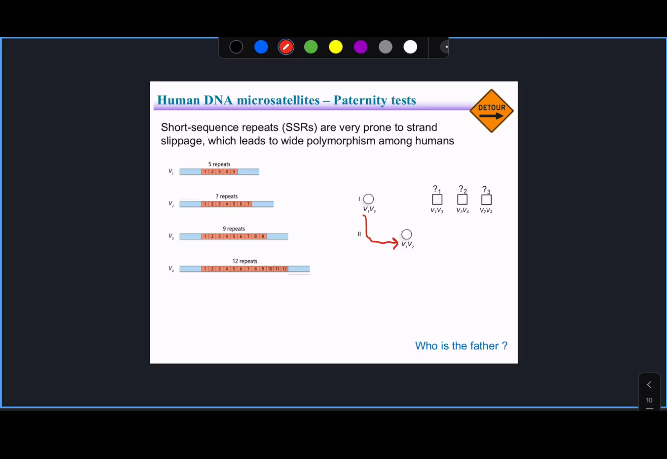Sorry, I thought it was a 2. Oh, that's a little one. Sorry, like if you zoom in, it's a little more clear.